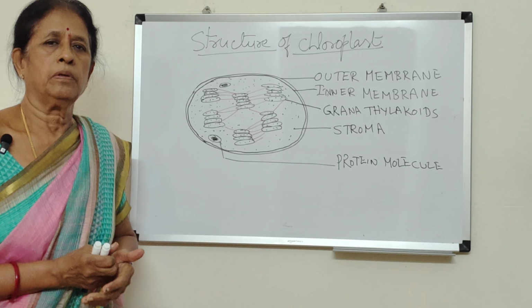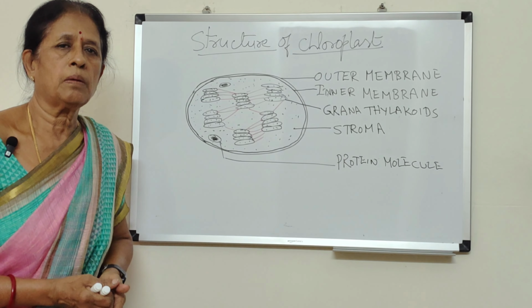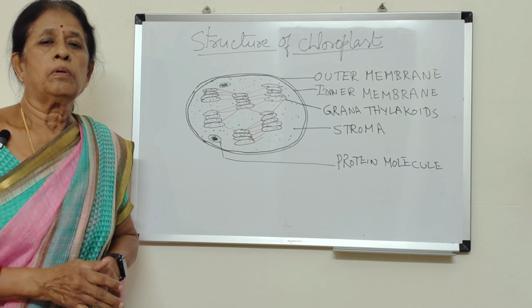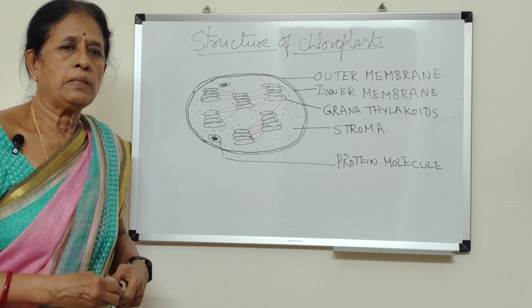We have seen the internal structure of a leaf, and now we have seen the location of a chloroplast in the leaf. They are present in the palisade tissue. More chloroplasts are present in the palisade tissue, and that is why the upper part of the leaf appears more green in color when compared to the lower part.